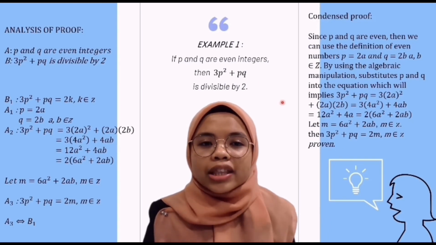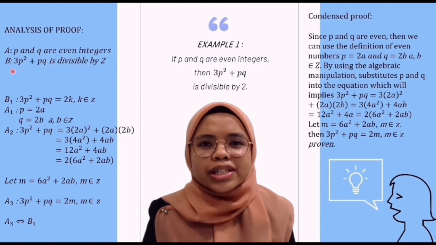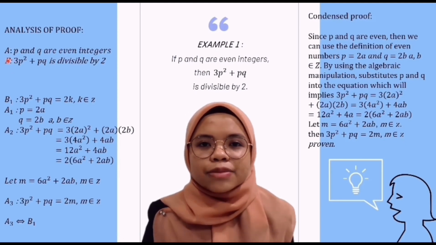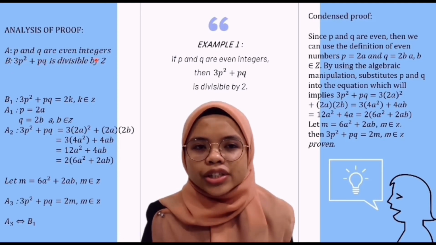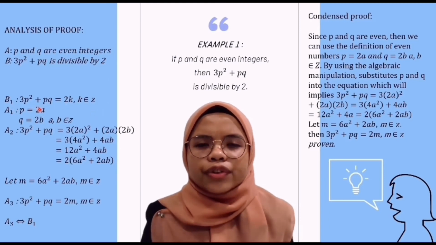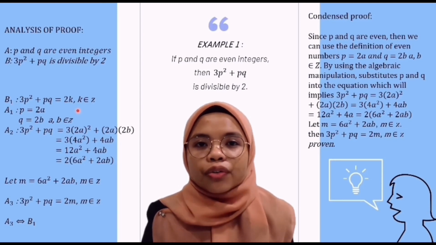Okay, for the analysis of proof, in this question, we start with which one is A and which one is B. So from the question, we can list that A is P and Q are even integers, and B is 3P squared plus PQ is divisible by 2. From that, we can list the B1. By the definition of divisible, we can write it as 3P squared plus PQ equals 2K. You may rewind this video to refer to the definition that I have listed in the introduction of this topic.